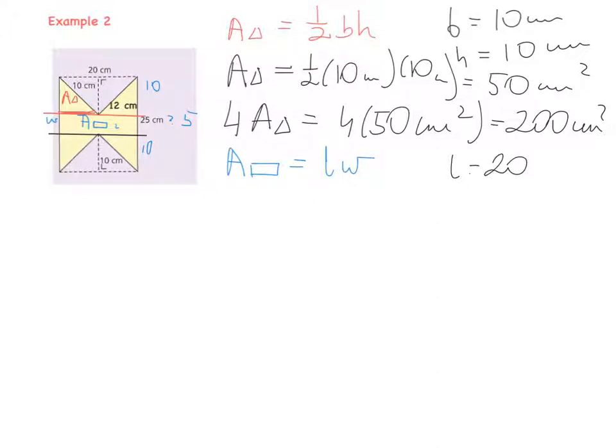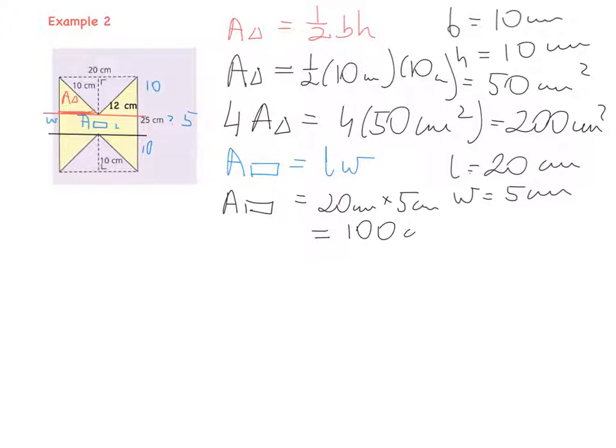20 centimeters and W is 5. So then our area is 20 centimeters multiplied by 5 centimeters, and the answer is 100 centimeters squared. Now we need to add them up.